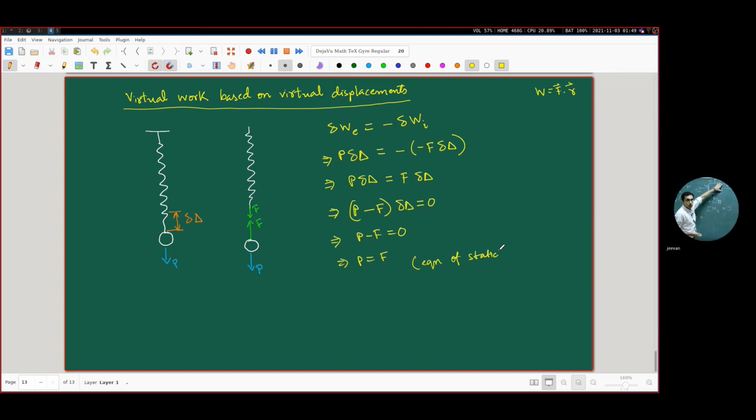Okay, so the principle of virtual work based on virtual displacements is just another way of arriving at the equation of static equilibrium. It's an equivalent statement for that. Okay, remember this. Next, we are going to pick up the virtual work based on virtual force.